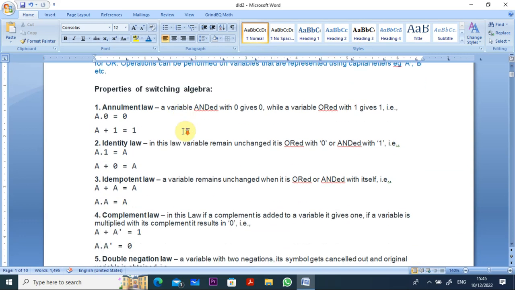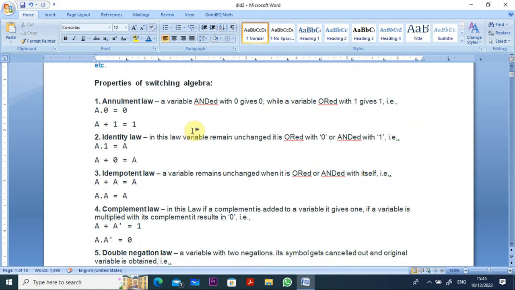The law number 1, or property number 1, we call the annulment law. I told you that in the switching algebra, or Boolean algebra, we use variables as well as digital numbers. A is the variable; 0 and 1 are the binary numbers. If a variable A is ANDed with 0, that means A dot 0, it will be 0. If the variable A is ORed with 1, it becomes 1.